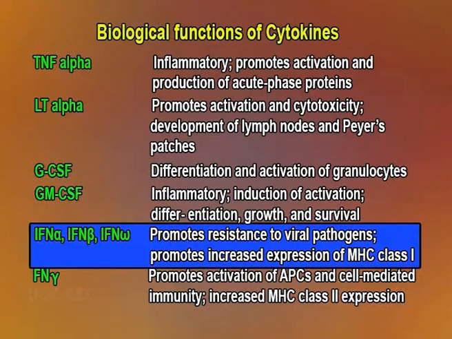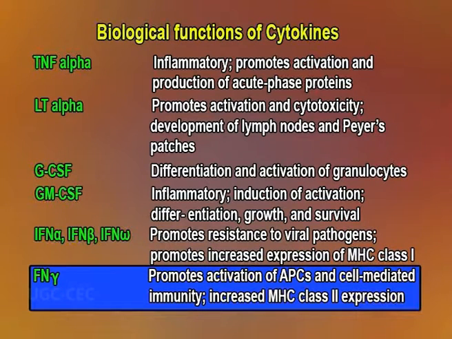IFN alpha, IFN beta and IFN omega promote resistance to viral pathogens and increased expression of MHC class I. IFN gamma promotes activation of APCs and cell mediated immunity, and increased MHC class II expression.